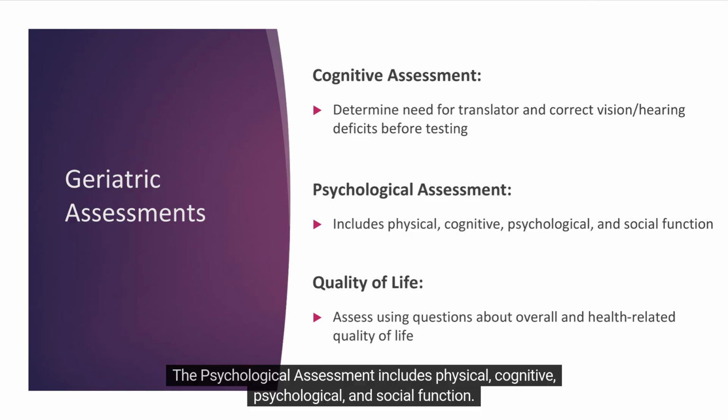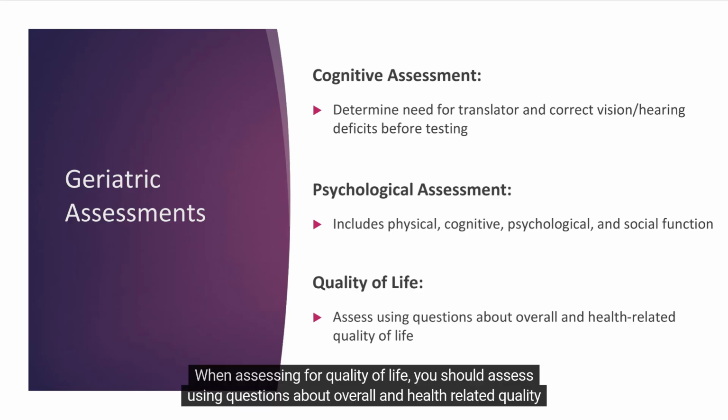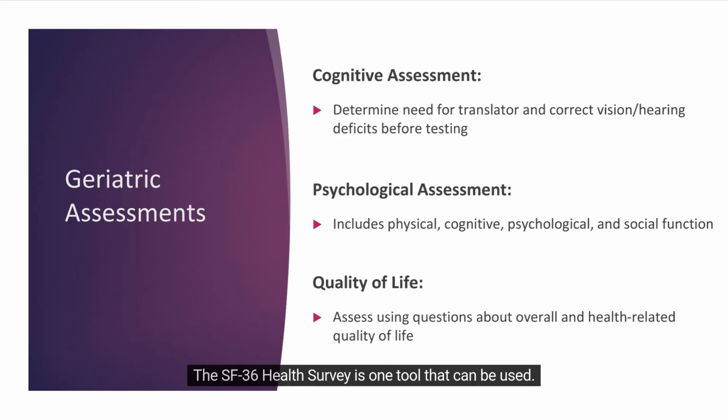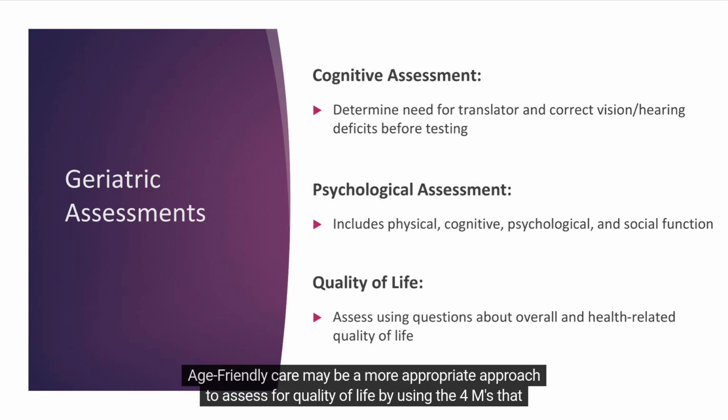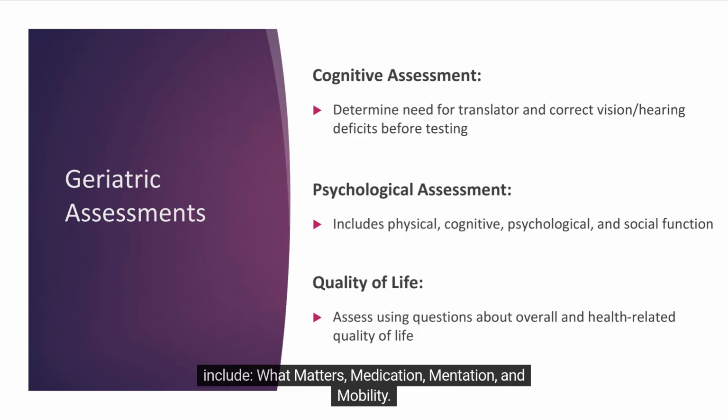The psychological assessment includes physical, cognitive, psychological, and social function. When assessing for quality of life, you should assess using questions about overall and health-related quality of life. The SF-36 Health Survey is one tool that can be used. Age-friendly care may be a more appropriate approach to assess for quality of life by using the 4 M's that include what matters, medication, mentation, and mobility.